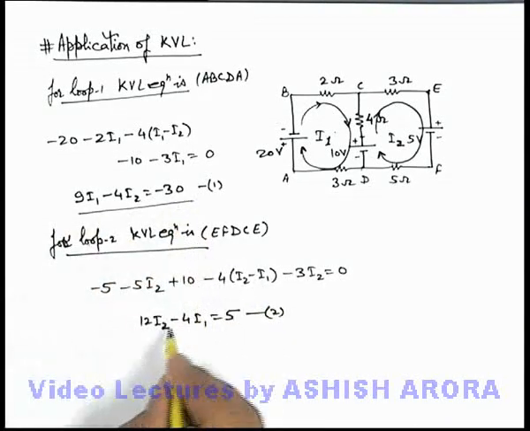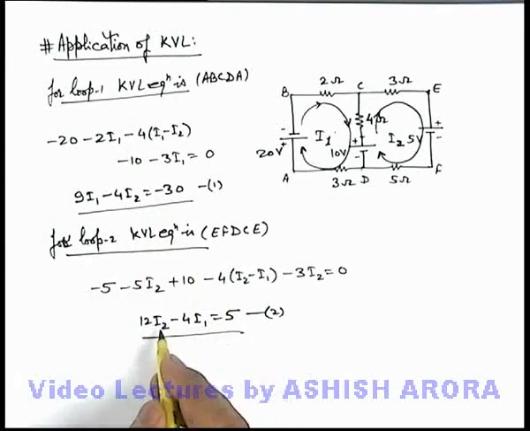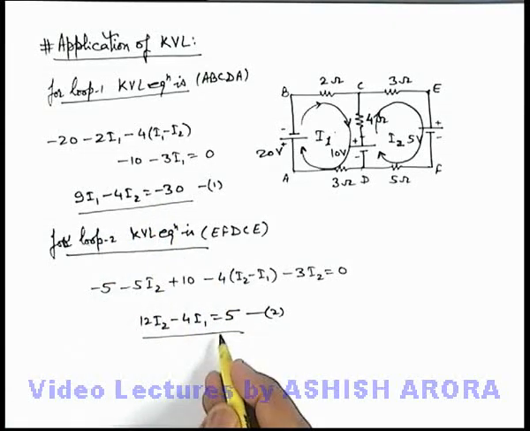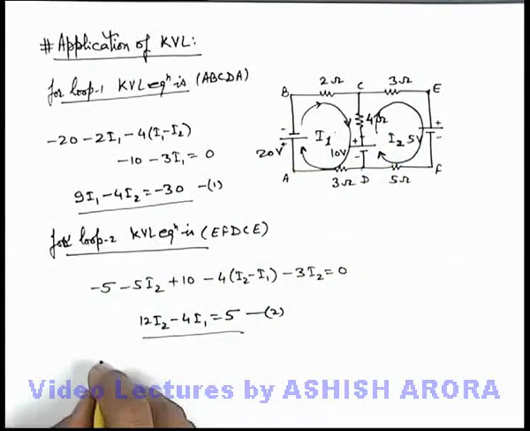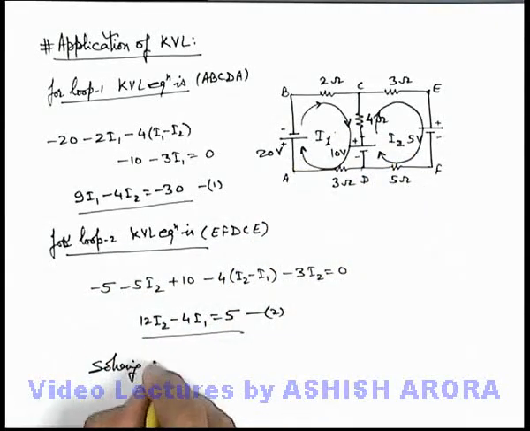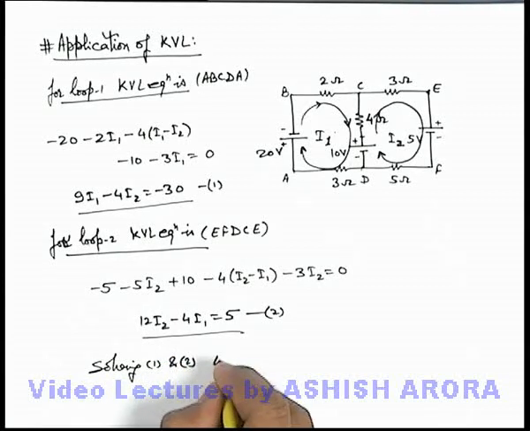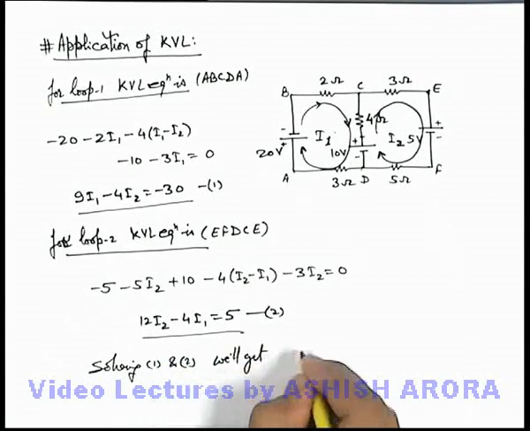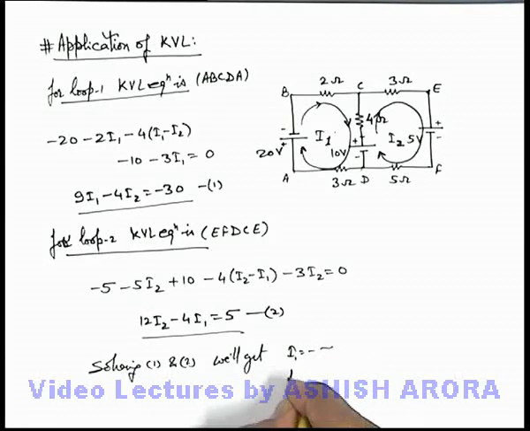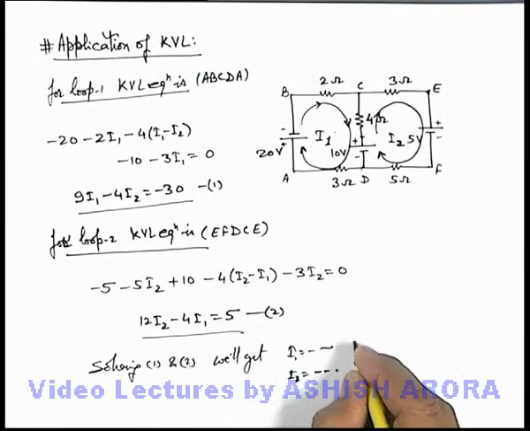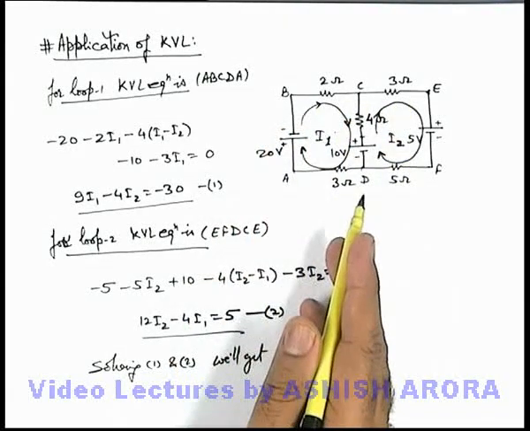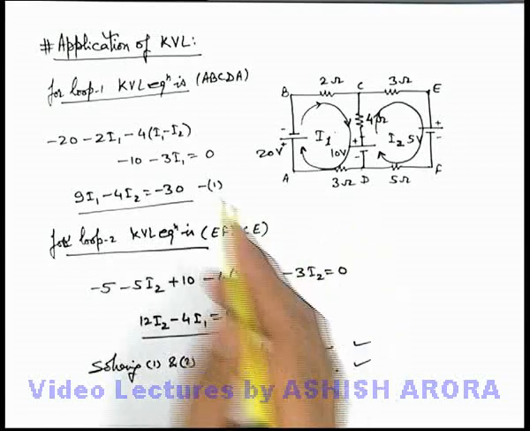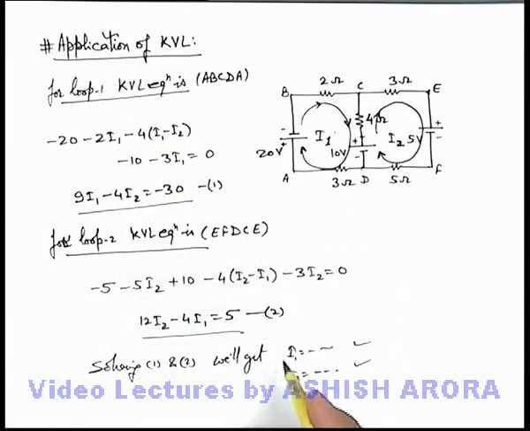And from these two equations, I can see these are two equations and two variables, I1 and I2. So very easily I can calculate the values of current in the two loops. So solving 1 and 2, we will get the value of I1 as well as the value of I2. Once we get the values of I1 and I2, we can tell the current in any branch of the circuit at once. So this is the way how KVL is applied in various circuits.